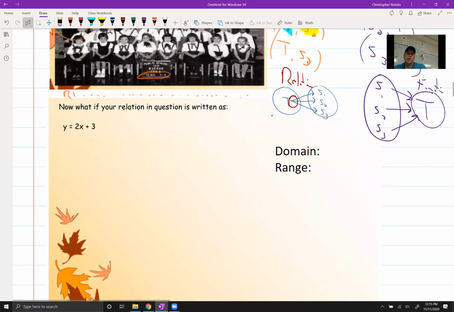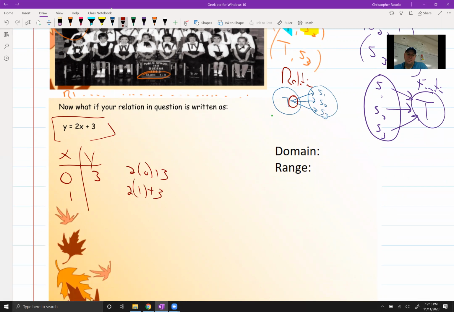What if we give you an equation like this? Well, one thing I could do is I could make a table. All right, let's put in 0. 2 times 0 plus 3, well, that's 3. Let's put in 1. 2 times 1 plus 3 is 5. What if we put in 2? 2 times 2 plus 3, well, that's 7.